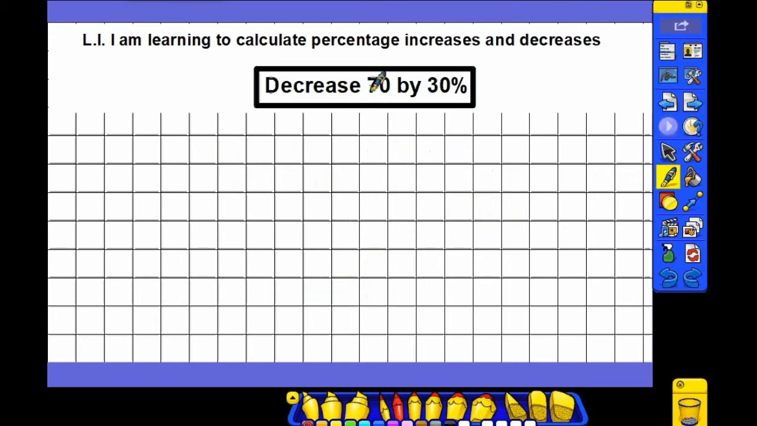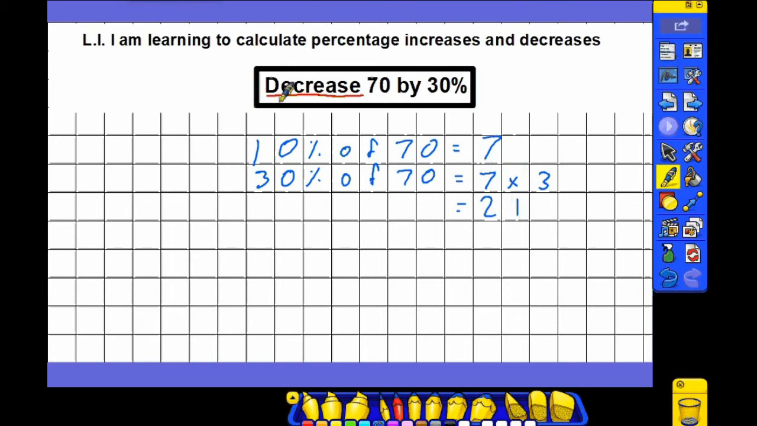Now, this third example here, this time I'm being asked to decrease 70 by 30%. Now, once again, we can use the 10% method. So 10% of 70, well, that equals 7. Now, I can use that 10% to work out 30%. So 30% of 70, well, that's going to be 7 times 3. That's going to be 21.